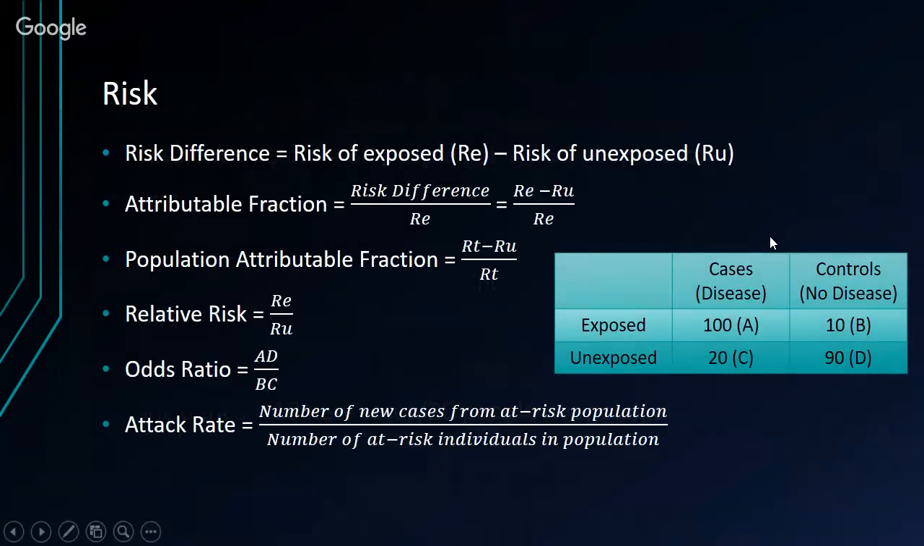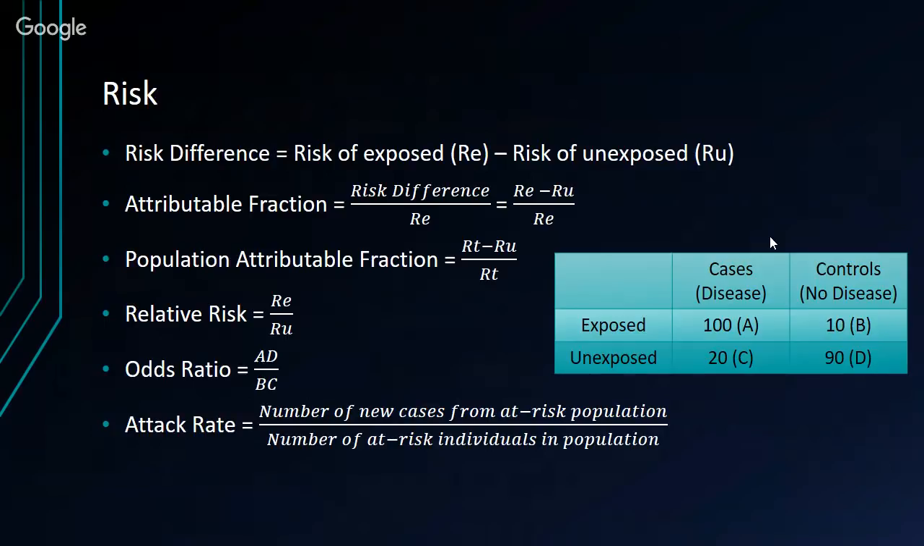Risk, okay. So some of these are pretty similar and they're easy to get confused. So risk difference measures the difference between the rate of disease occurrence in those who are exposed to the risk factor and those who aren't. So in this example, there are 110 people who were exposed to a risk factor and 110 who weren't. 100 in the exposed group have the disease and 20 in the unexposed group. So the risk difference is just 100 minus 20, and that's 80.